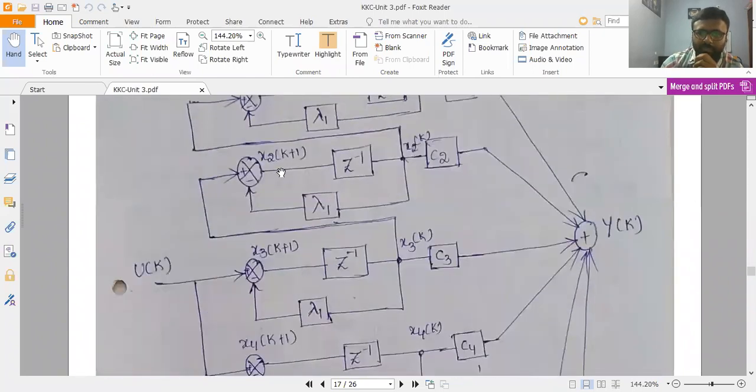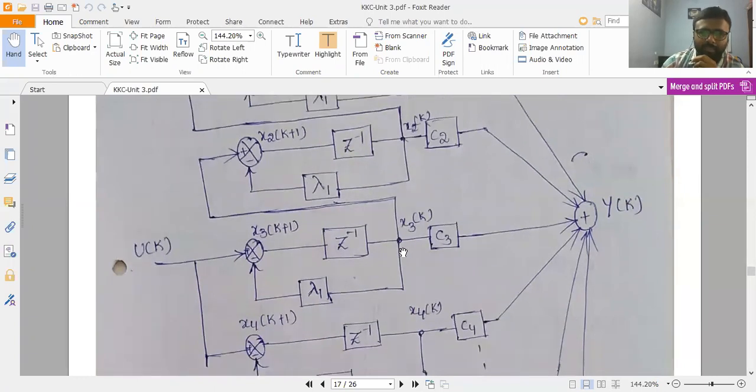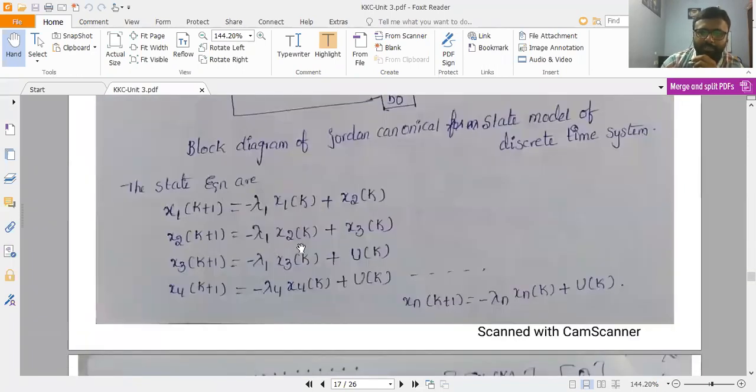What is x2 of k plus 1? It is nothing but x2 of k into lambda 1 into minus. So therefore, x2 of k plus 1 is equal to minus lambda 1 into x2 of k plus x3 of k. x3 of k plus 1 is equal to minus lambda 1 into x3 of k plus u of k, and x4 of k plus 1 is equal to minus lambda 4 x4 of k plus u of k. Why? Because these two are not repeated poles. These are the unit poles.